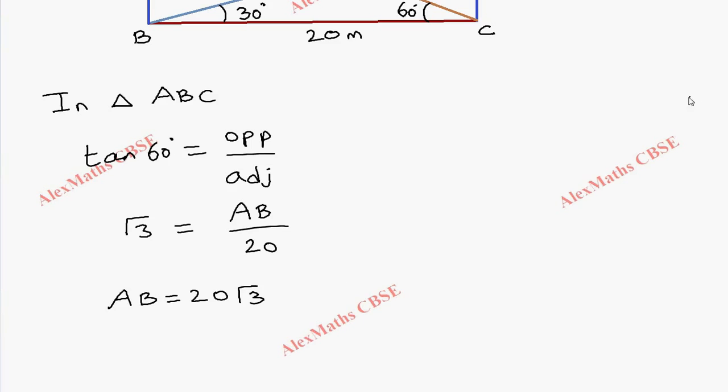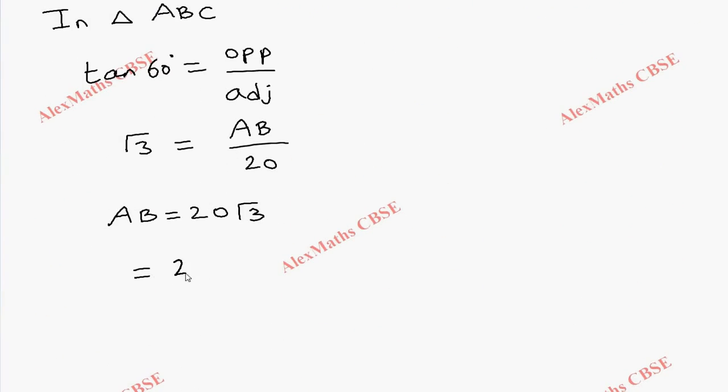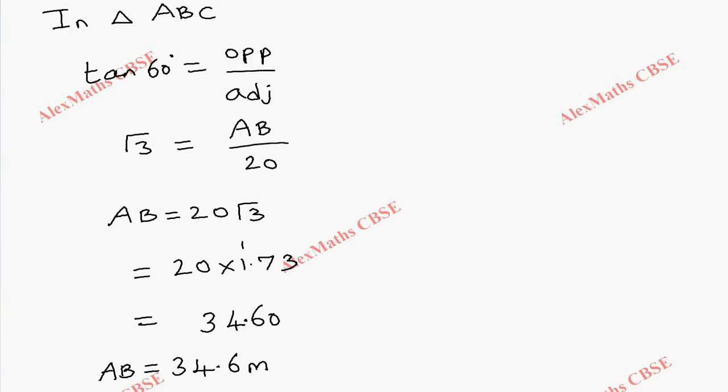And they have given to use the value of root 3 as 1.73. So this is 20 into 1.73. When I multiply, 2 3s are 6, 2 7s are 14, carry over 1 here, 2 1s are 2, plus 1, 3. And there is 0, and we have to move 2 decimal places. So this is 34.6 meter. This is our height of the first pole.